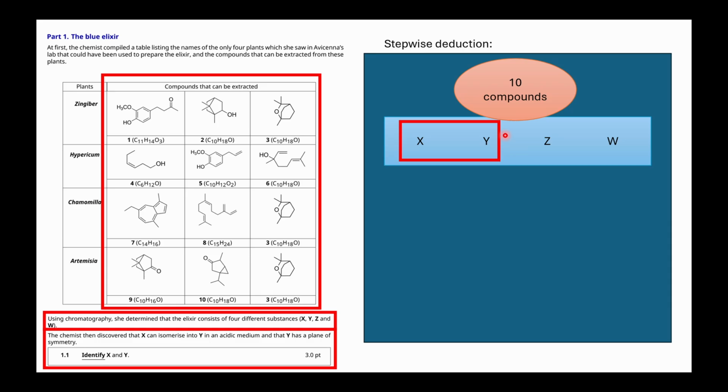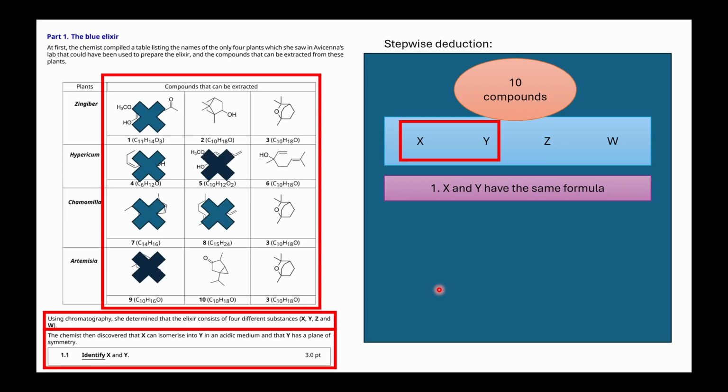Then 1.1 deals with substances X and Y only, and we are given that X can isomerize into Y in an acidic medium, and that Y has a plane of symmetry. So let's just note these pieces of information down. Actually, there are 3 pieces of information. Let's start with: X and Y have the same formula.